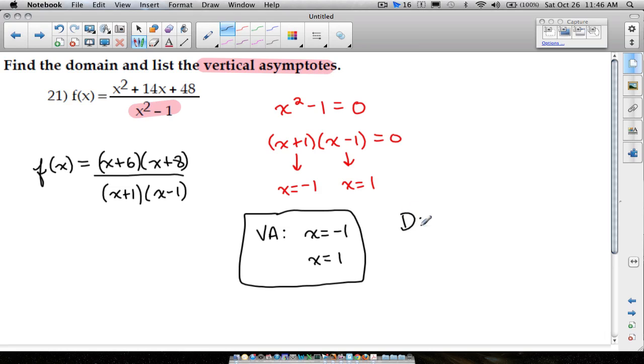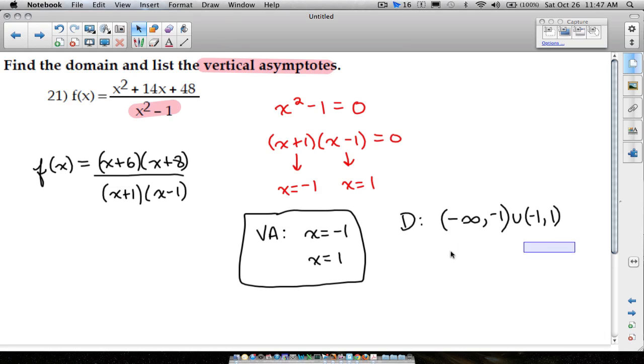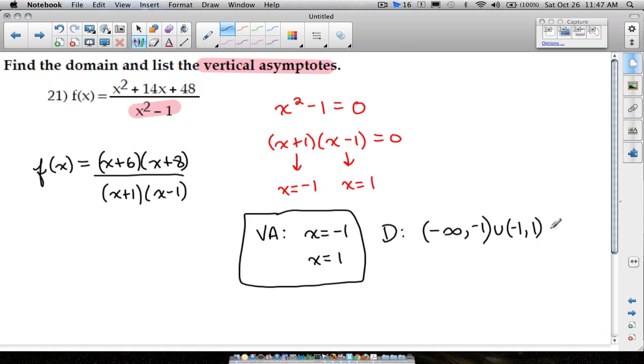Now, x can be any other number in the whole wide world except for -1 and +1. So therefore, our domain, using interval notation: we can go from negative infinity all the way up to -1. I'm putting a parenthesis because I don't want to include -1. Or we can go from -1 to +1. There are some numbers between -1 and +1: zero, decimals, and fractions. But notice I didn't put brackets around those because we don't want it to be equal to -1 or +1. Or we can go from +1 on forever and ever.